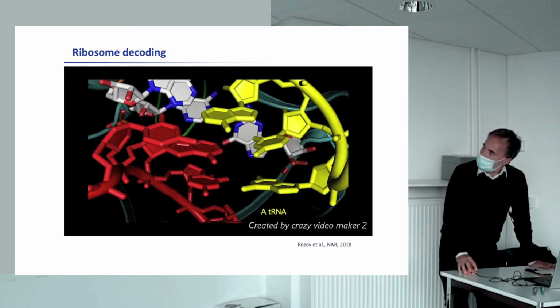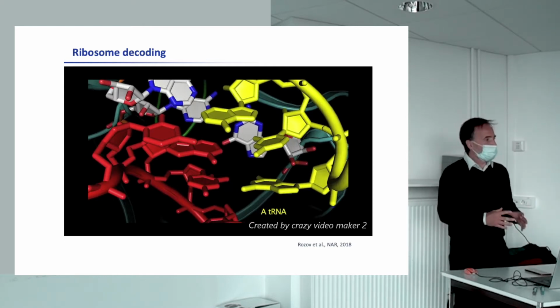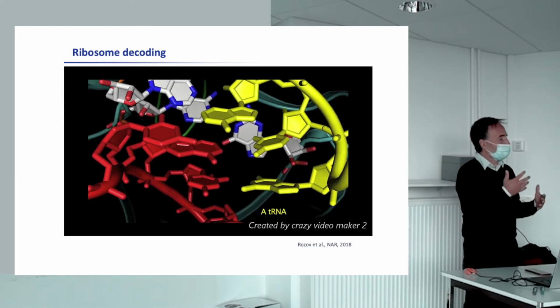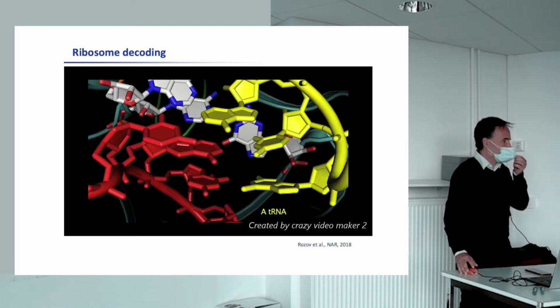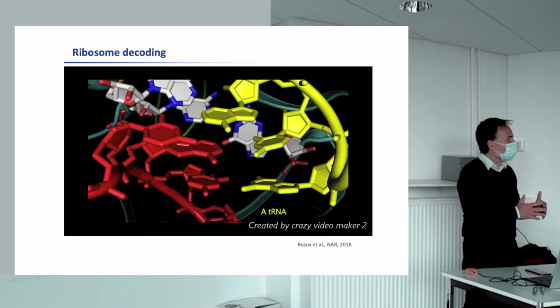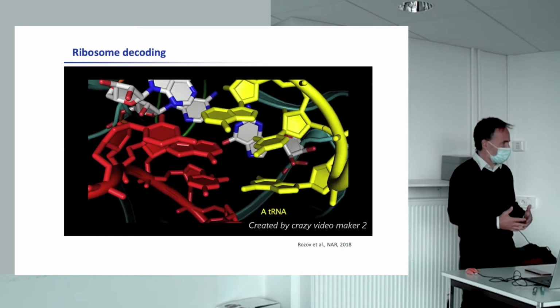And as you can see here, especially for the first two positions, there is only a single way to interact between the nucleotide of the anticodon and the nucleotide of the codon, because all these residues around that I named before are imposing Watson-Crick geometry. So you can have only Watson-Crick interaction in the first and second position of a codon.